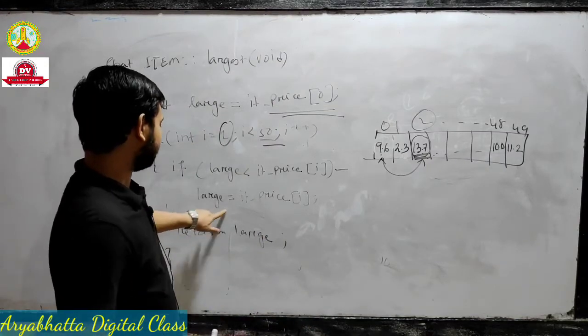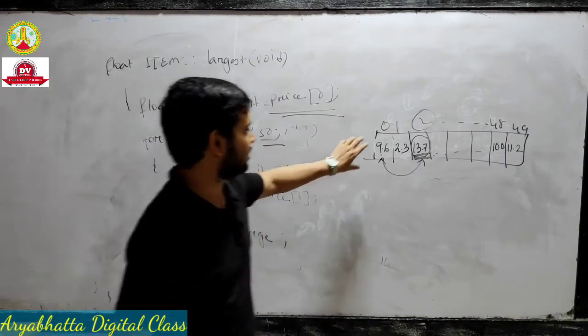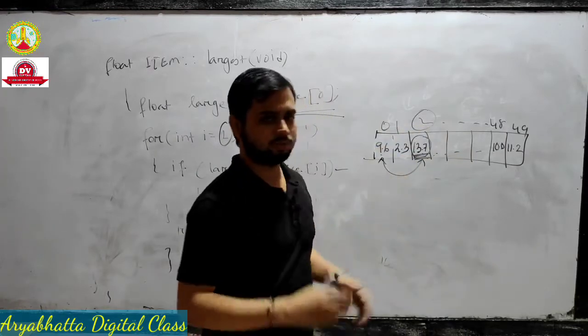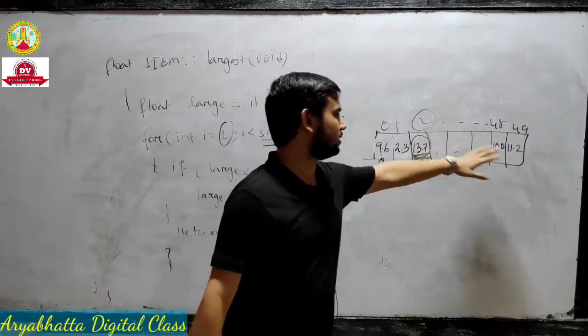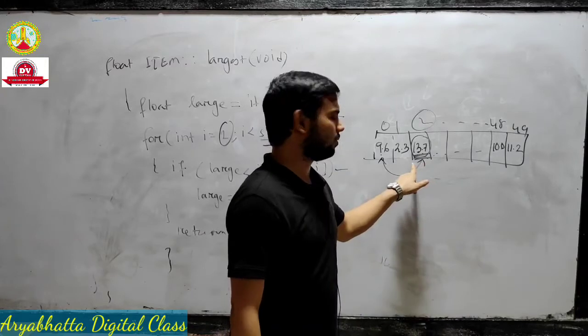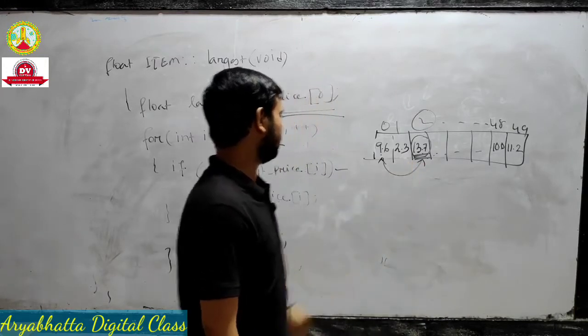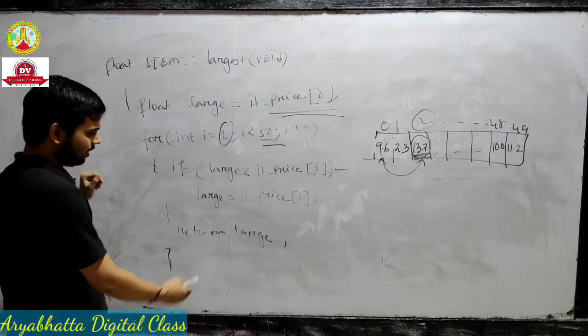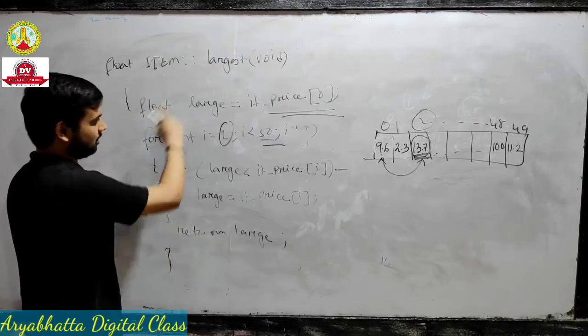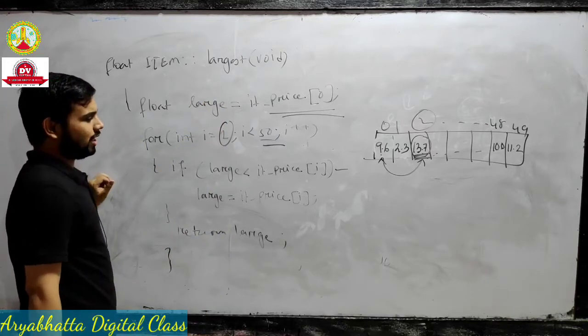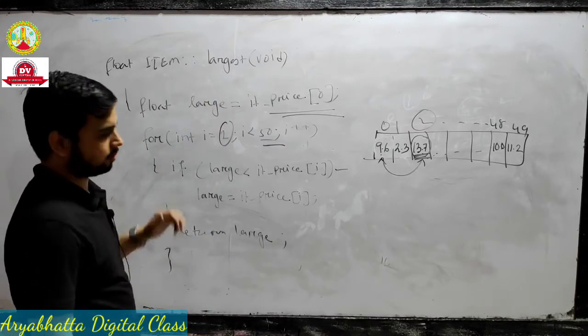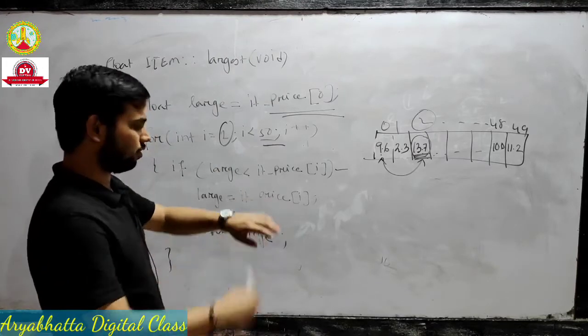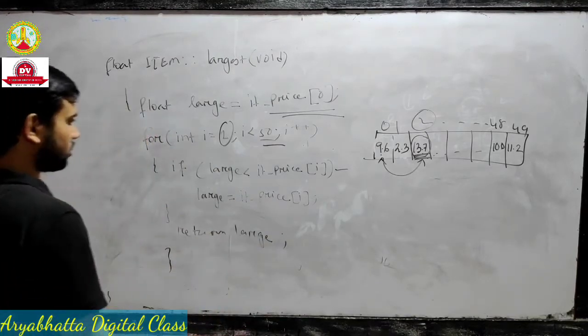Large means the largest price. You compare with the other values, and when you compare them you see what the largest value is. After that, the large value will be returned to the main function, because output always comes from the main function.